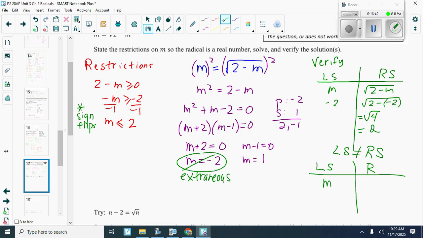And then we do our check for the next one. Our next one is 1. And we have 2 minus 1. 2 minus 1 is 1. Square root of 1 is equal to 1. So this one, the left side, is equal to the right side. So that is our solution.